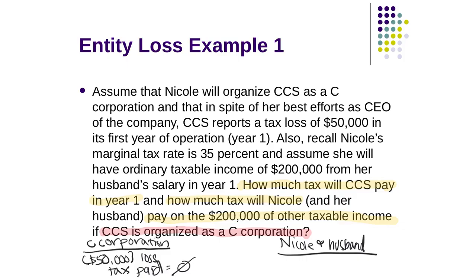For Nicole and her husband, their taxable income is $200,000. And they gave us in the problem that their tax rate is 35%. So then, as we can recall from chapter 1, the way to calculate a tax is your tax base times your tax rate.